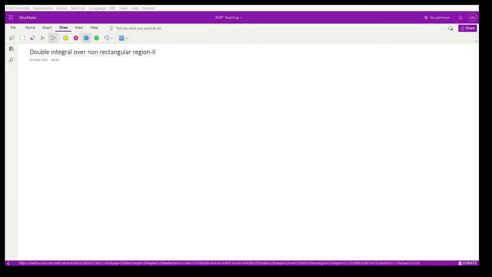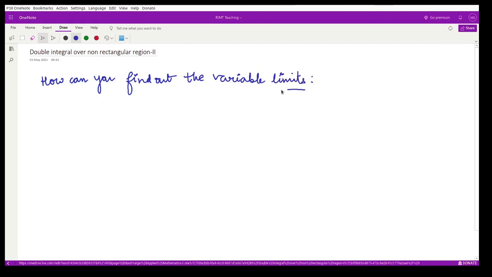In the next case, we will discuss what if the limits are not given to you directly in the question. So how can you find out the variable limits? In this case, there is one method to calculate the limits of integration.